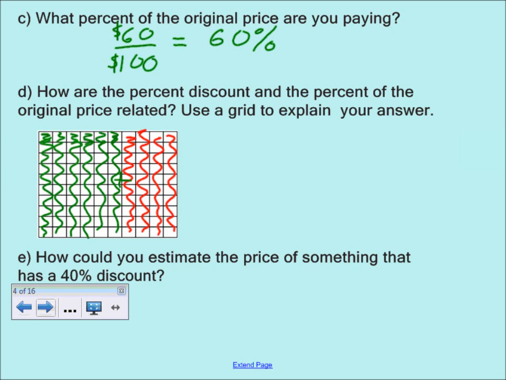How could you estimate the price of something that has a 40% discount? You could take 10% of it and you could times it by 4. 10% is easy because you just move the decimal over one spot, and then you can times it by 4, or times by 2, times by 2. Okay?